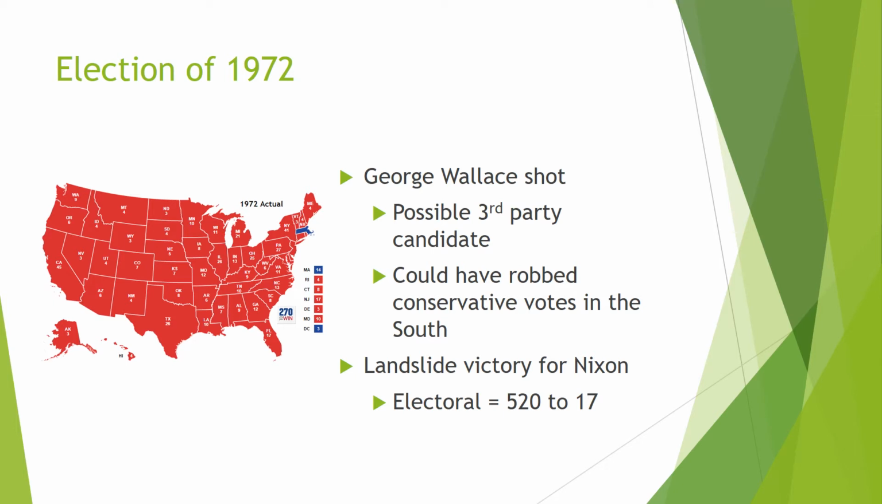First of all, taking a step back to that election map of 1972 that we saw earlier, some more of the backstory here. Coming into this election, it looked like George Wallace, the segregationist governor of Alabama, was going to challenge Richard Nixon for the conservative vote. So he was going to be running as a possible third-party candidate, but that could have robbed the most conservatives away from Richard Nixon's Republican Party.